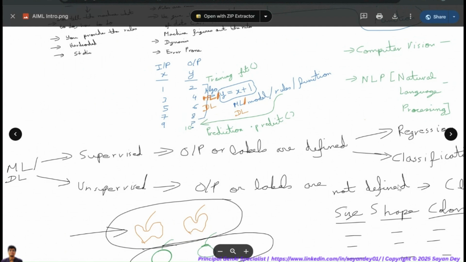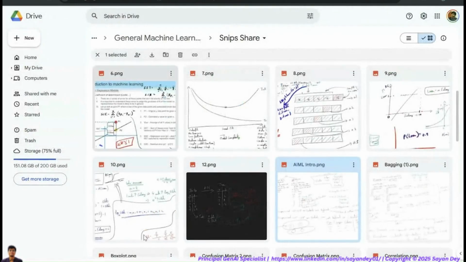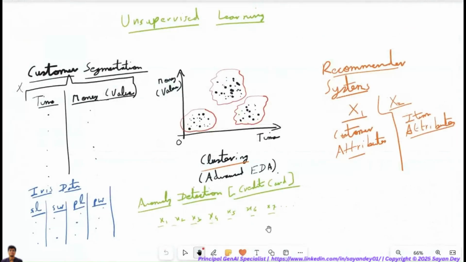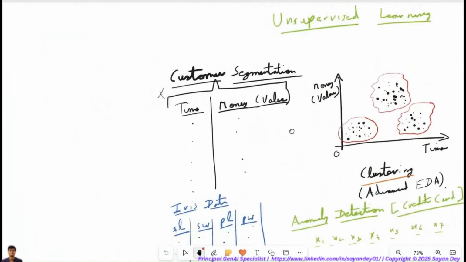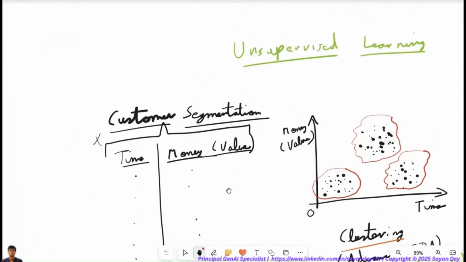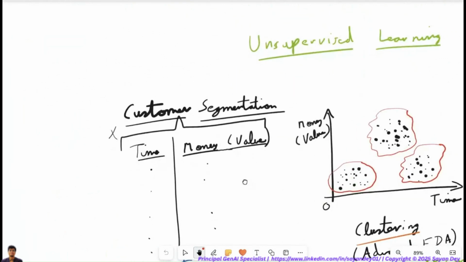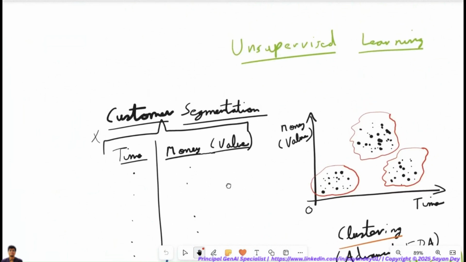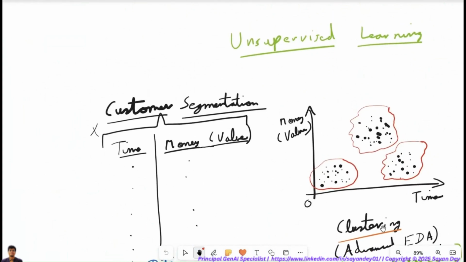So you don't have any outputs, you don't have any output y's in unsupervised learning. So how is it possible? How is it possible that we don't have an output? Well, let's look at this. So we'll look at a very basic problem to start with, a clustering or a customer segmentation use case. So clustering is one of the most important problem domains of unsupervised learning.